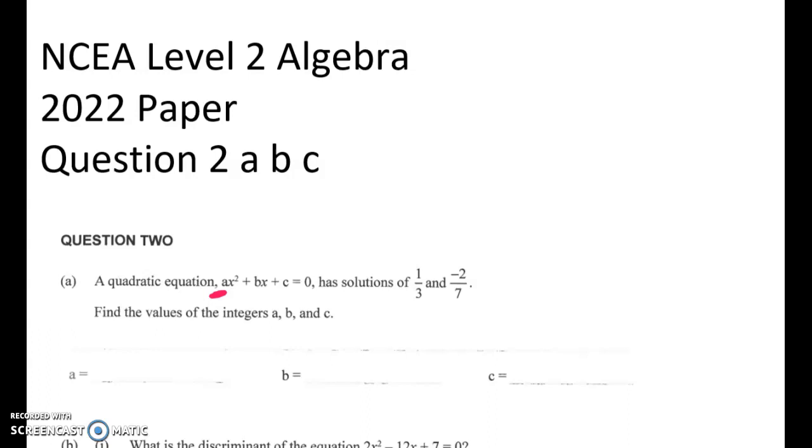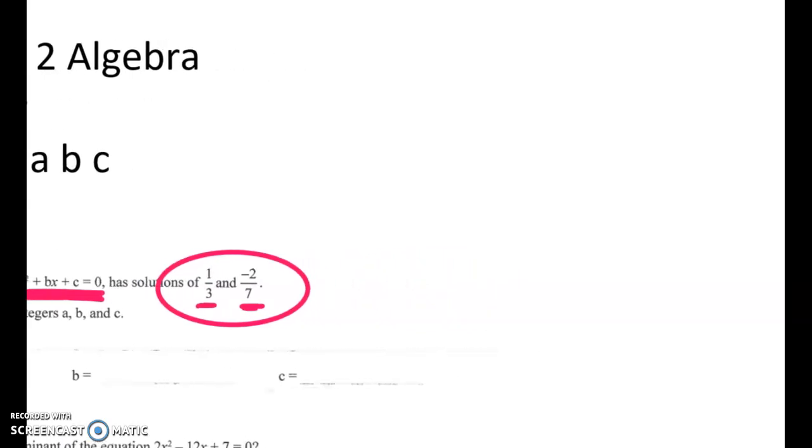This video is going to go through question 2A, B and C from the 2022 Algebra paper. So we're given solutions to a quadratic equation and we're told that the solutions are 1/3 and -2/7. We're asked to find the values of the integers A, B and C so that the quadratic is written in this form. So if a quadratic has got these two solutions, that means that either one of those values will make the quadratic have the value 0.